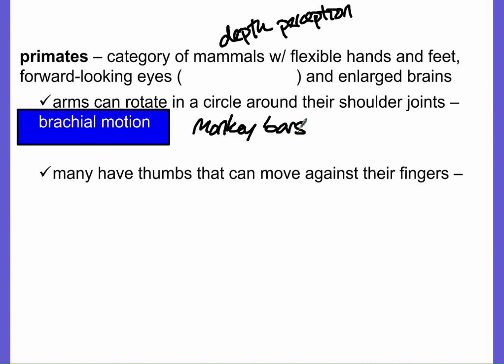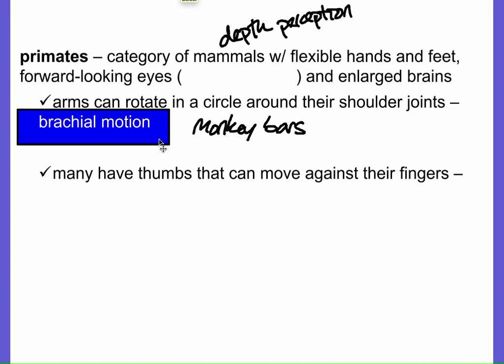If you tried to get your dog to have their arm rotate all the way around in a circle on their shoulder joint, you'd dislocate their shoulder. So try not to do that to any other animal, but primates can do this and only primates can do this.